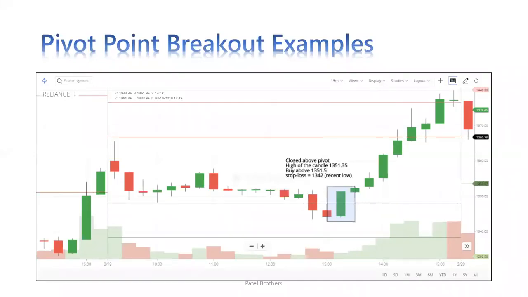Do we trade only in the direction of the trend? Yes, this will give you the trend following only. This will not give you the reversal signals.